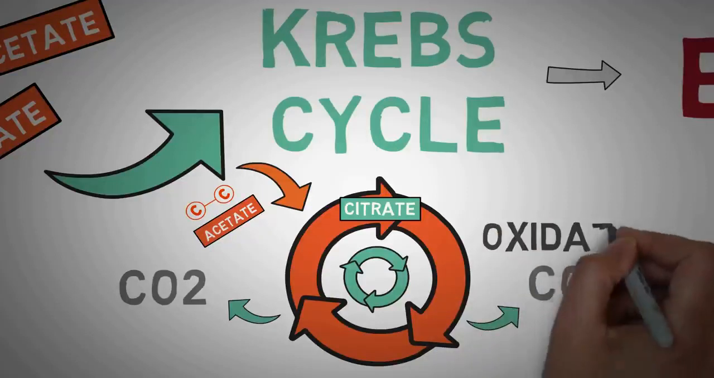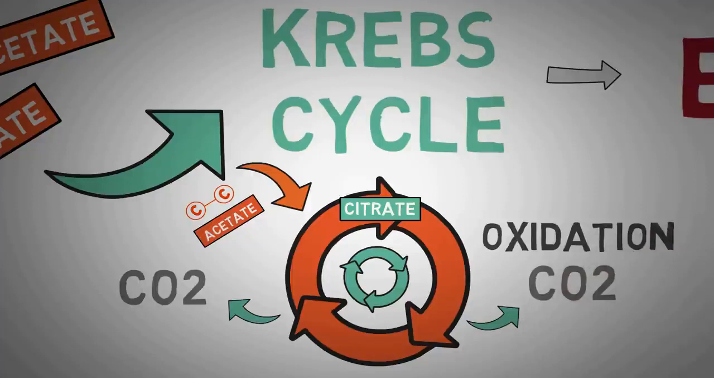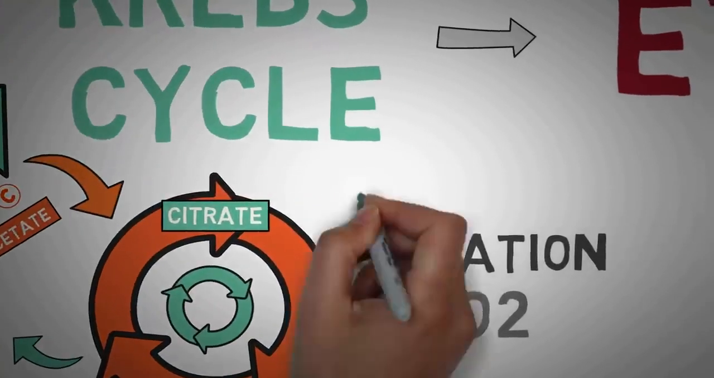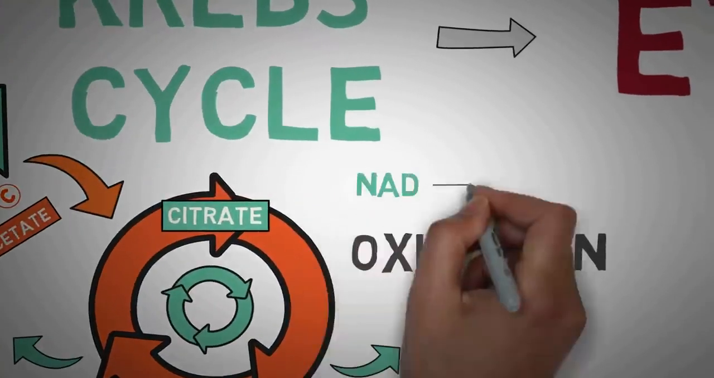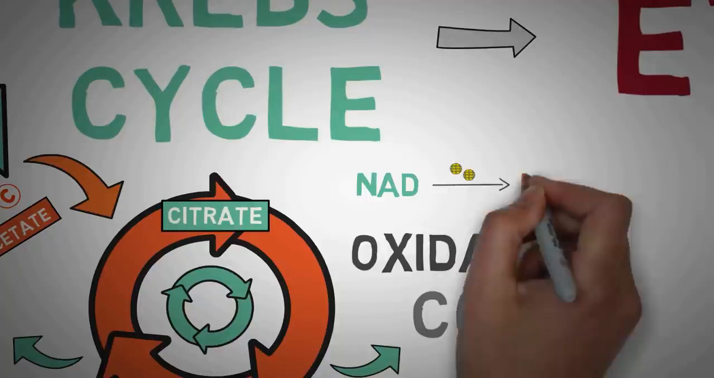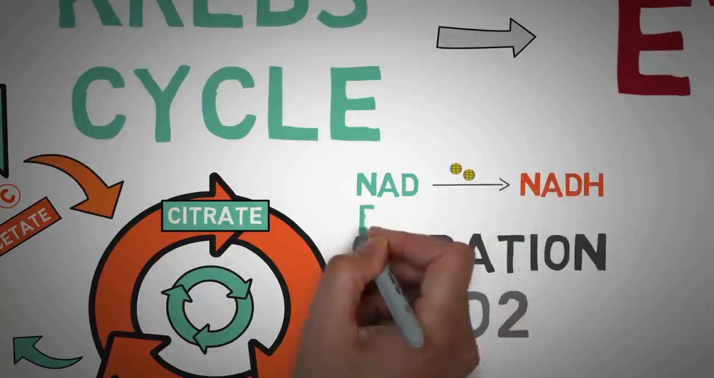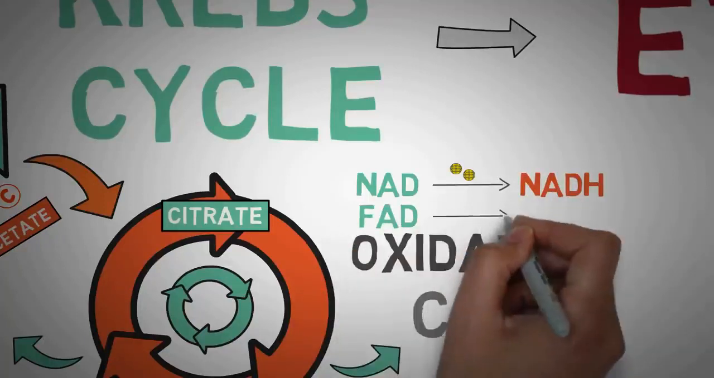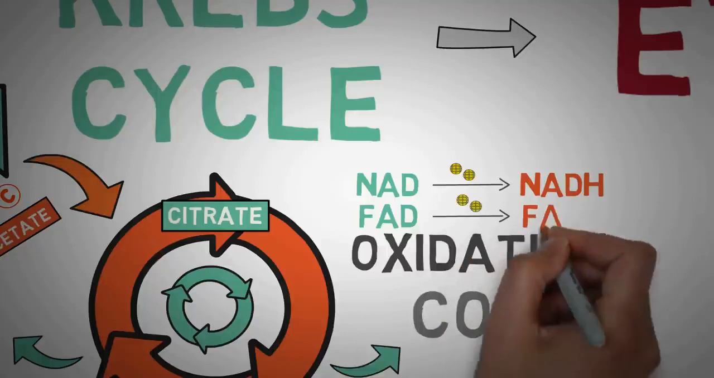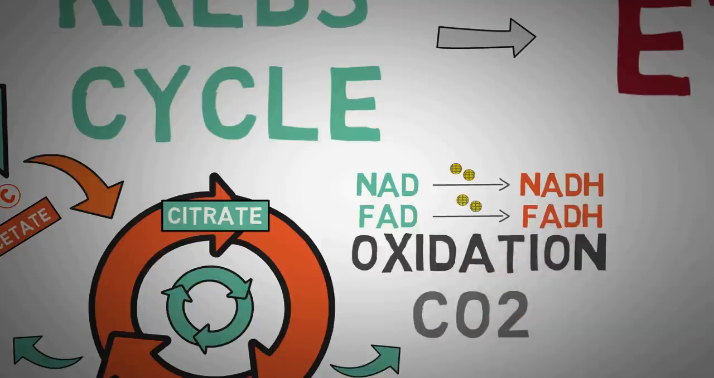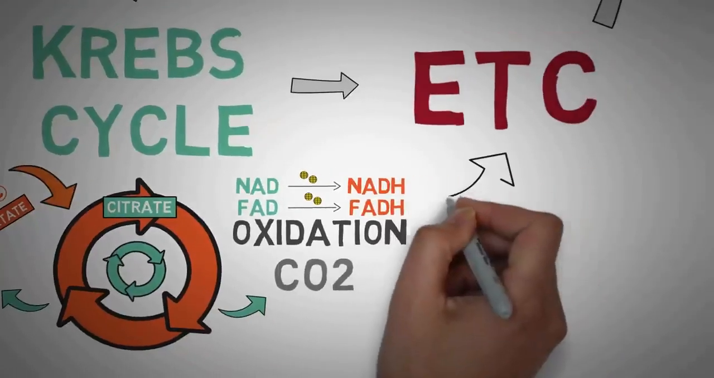This carbon dioxide is produced due to the process of oxidation that occurs in the Krebs cycle as a result of various enzymes. Electrons are added to NAD to make NADH and FAD to make FADH. These electrons are then subsequently used in the electron transport chain to make ATP through ionic gradients.